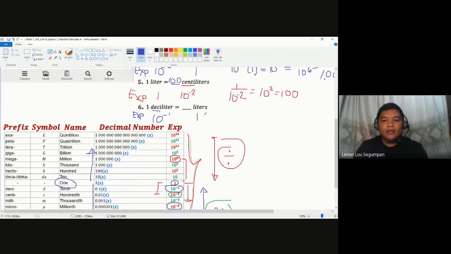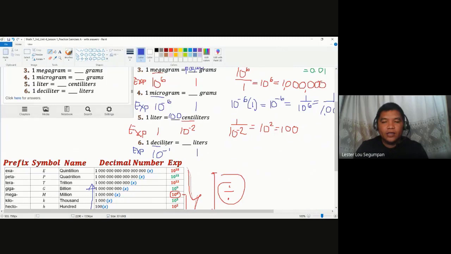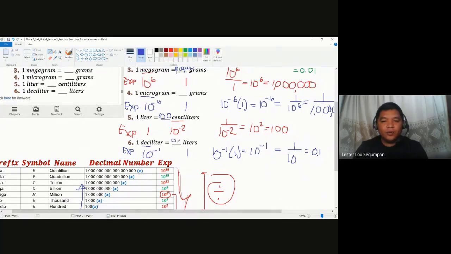Okay. And then from lower unit to a higher one, let's multiply. 10 to the power of negative 1 times 1 is actually 10 to the power of negative 1. Which is actually equal to 1 over 10, or in decimal notation, 1 tenths. So there are 0.1 or 1 tenth liters in 1 deciliter.